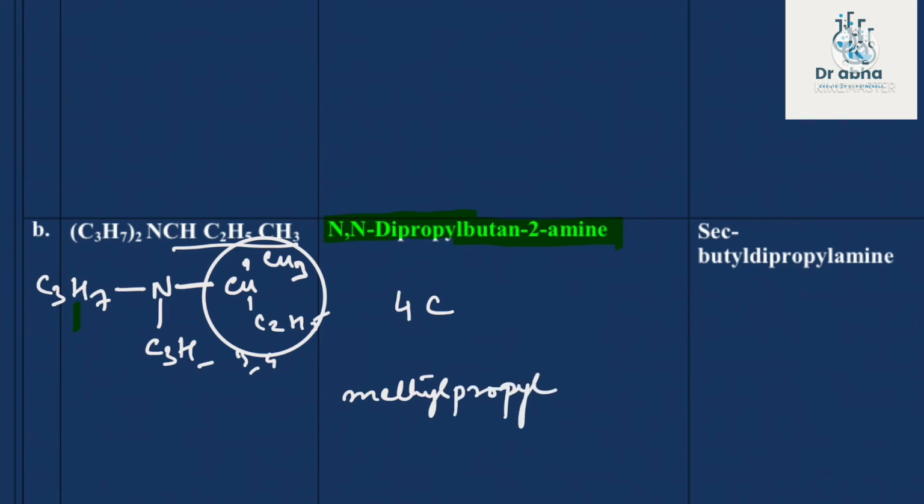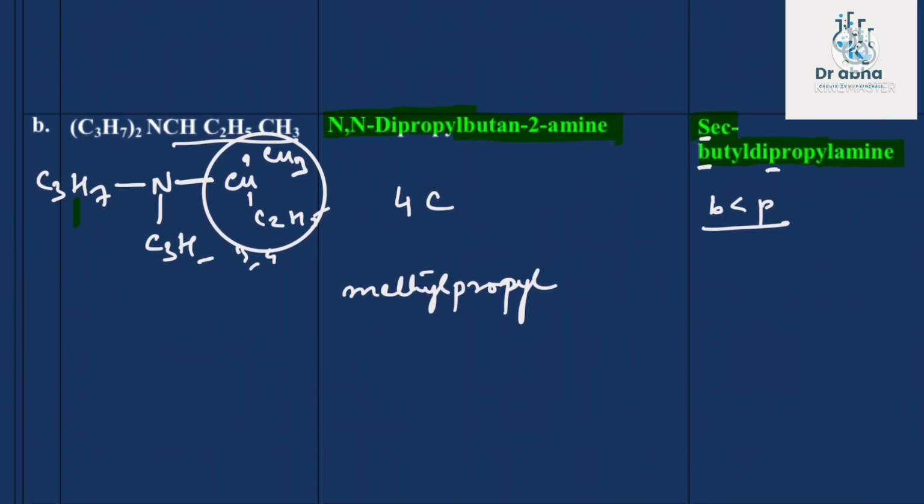So if you are using sec-butyl, you will use sec-butyl, and there are 2 isopropyl, so di-isopropyl, dipropyl amine, right? Now please ensure that these are written in alphabetical order. For sec you don't take S, you have to take B, and for di-isopropyl you have to take P. So B comes before P. So you will write sec-butyl first and then di-isopropyl, dipropyl later.